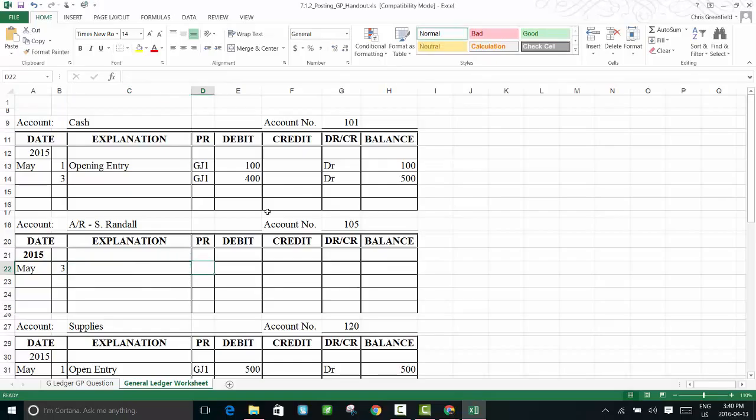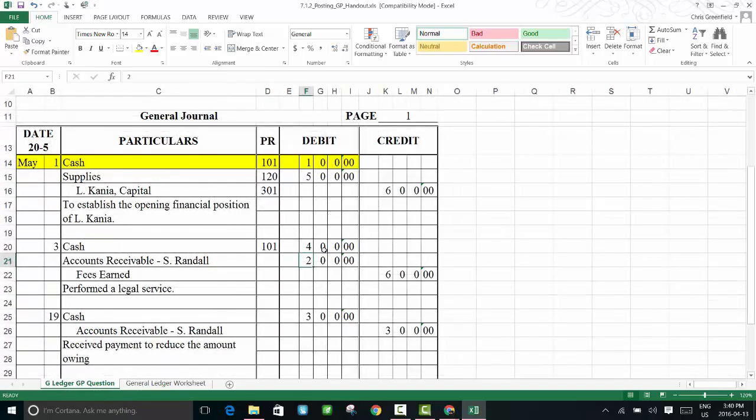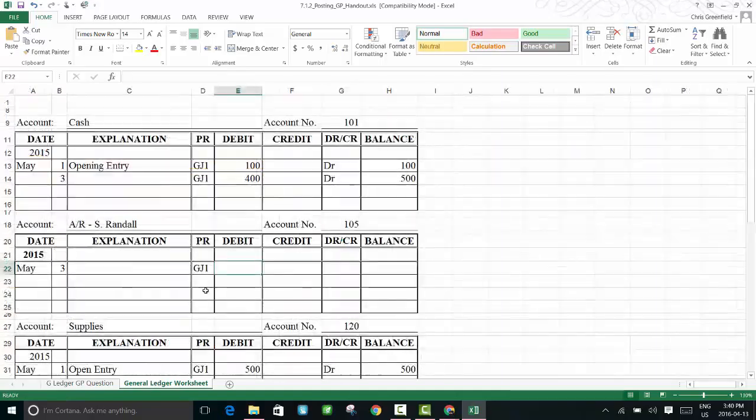We have no explanation. I know that sounds funny. We do not put in an explanation. We have an explanation, we just don't put one in. And then in our posting reference, we're going to put in General Journal 1. We had a debit for $200, I believe it was. Yep, there we go. So $200. I'm going to put that in.